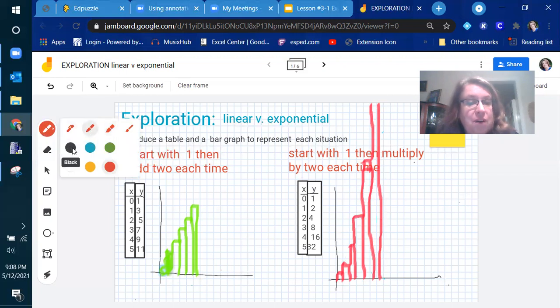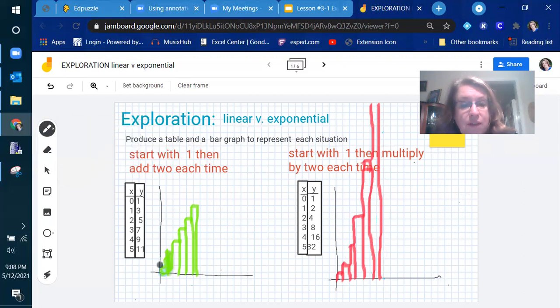Right here, we pretty much have the example that I want to show you. What I want to do is connect the corners. So this starts at 1, and if I connect the corners, I end up with basically a straight line. But if I connect the corners here, it's going to scoop up. It's curving. It won't be a straight line. It's going to have to curve.